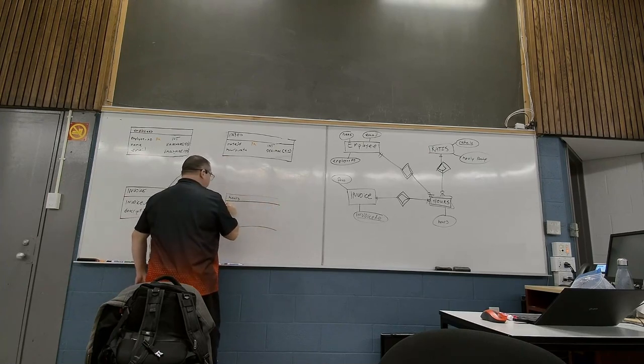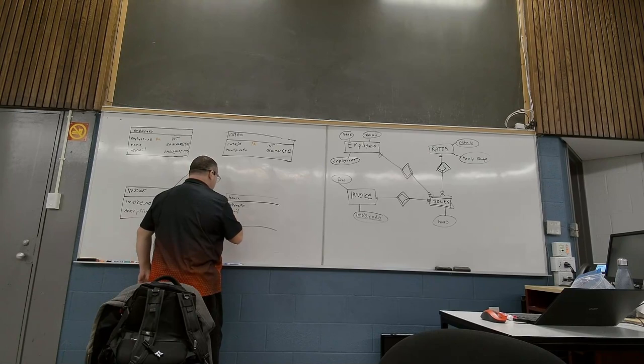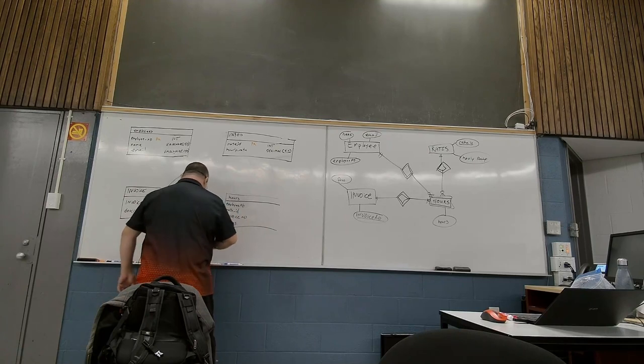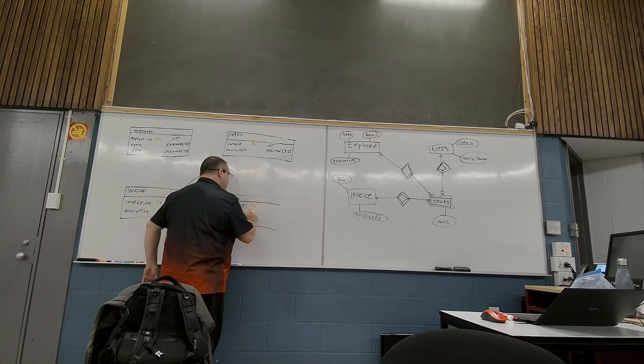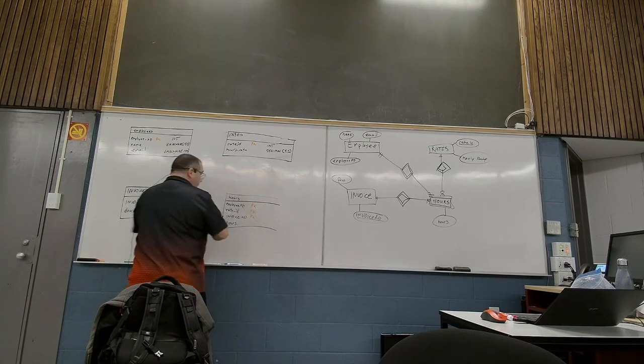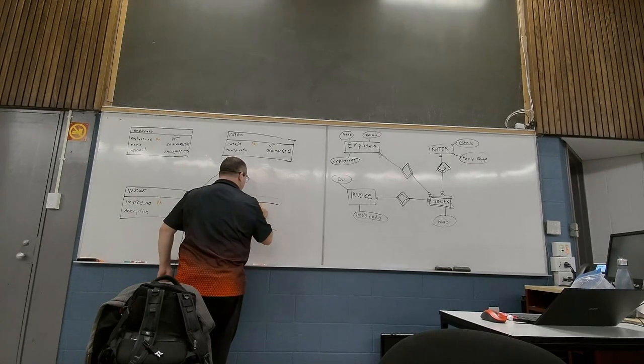And we're going to have employee number, rate ID, invoice number, and hours. Now, here's what's cool. These guys are all PKs, but they're also foreign keys.